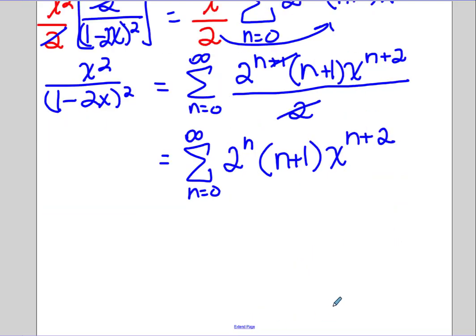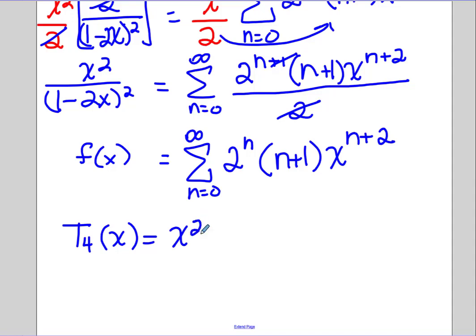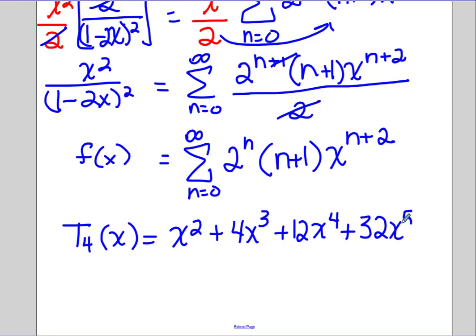And they wanted us to write a power series. So we've got our power series. Our f of x can be represented by this power series. And let's say you wanted to write the first 4 terms. If we start at 0, our first term is x squared. And then when n is 1, our second term is 4x cubed. When n is 2, our third term is 12x to the 4th. And when n is 3, our fourth term is 32x to the 5th.